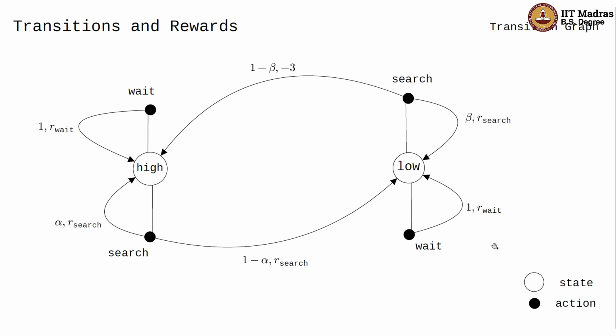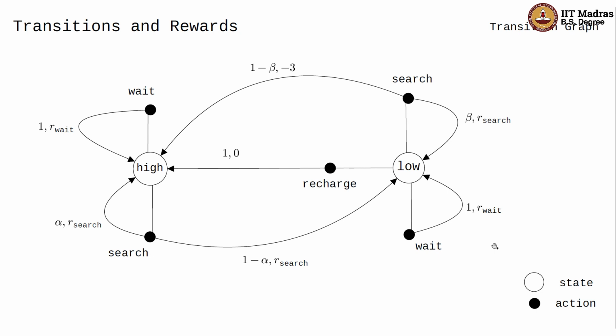Now, one final action is possible from the state low, which is that of recharging. If you decide to recharge, you will deterministically move to the state high, and the reward along the way will be 0. You don't collect any cans. Assume that you don't collect any cans while you are recharging. Okay, one final point about this transition graph before we move forward.